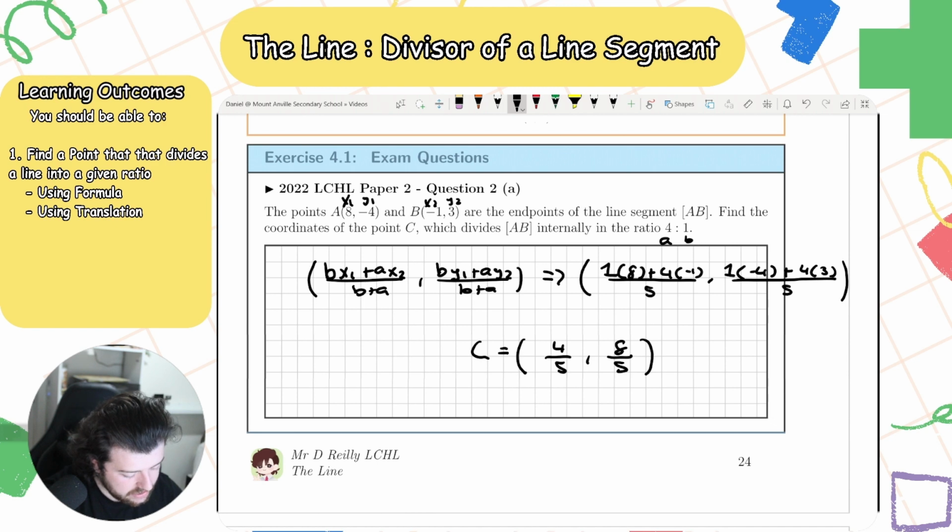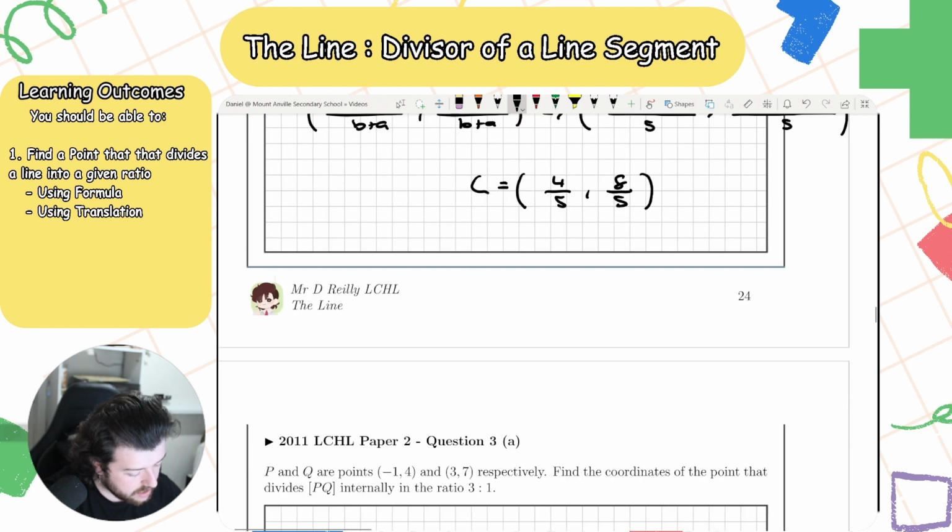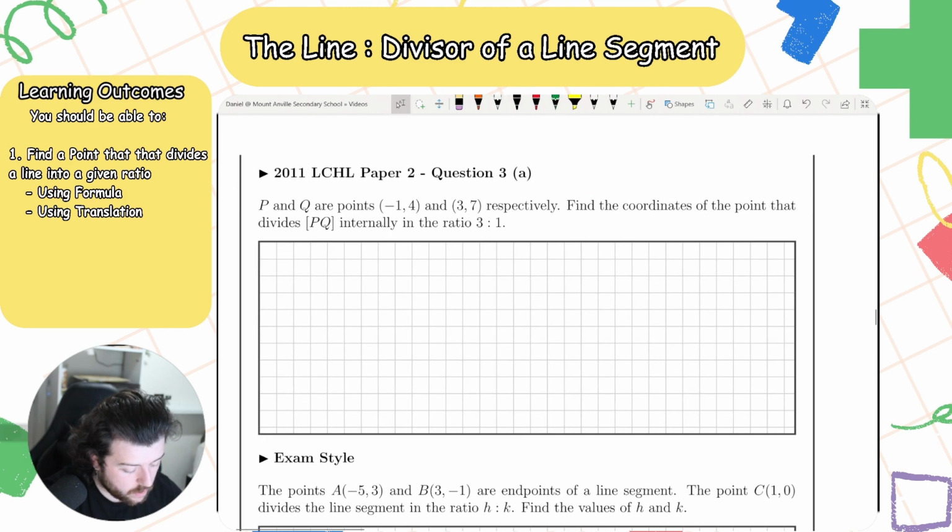So let's look at another one. So this is 2011. So again, exact same thing. P and Q are points (-1, 4) and (3, 7) respectively. Find the coordinates of the point that divides PQ internally in the ratio 3:1.